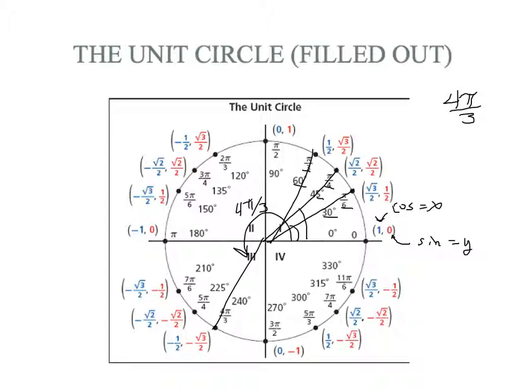Okay, so being able to find the points on the unit circle that correspond to a given angle is important, and then you should be able to find the cosine and the sine value based off of that. Remember that these are just simply triangles.